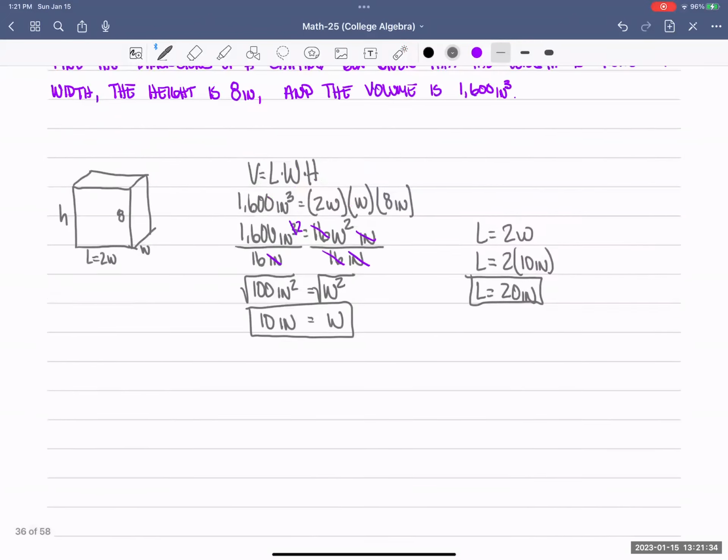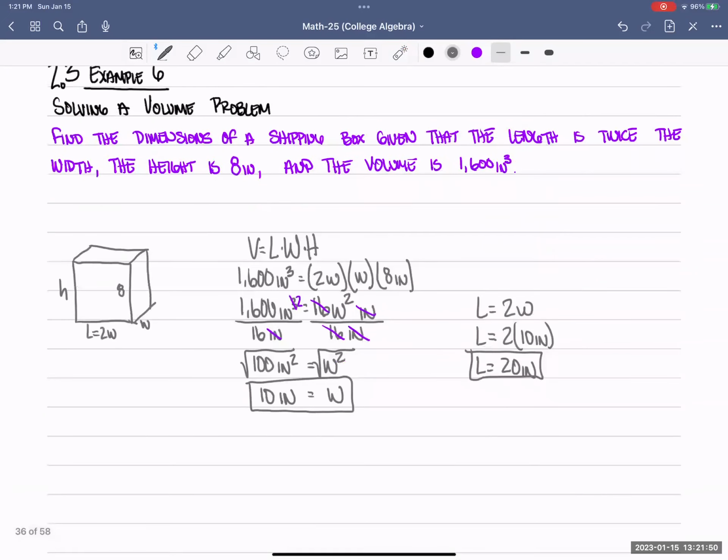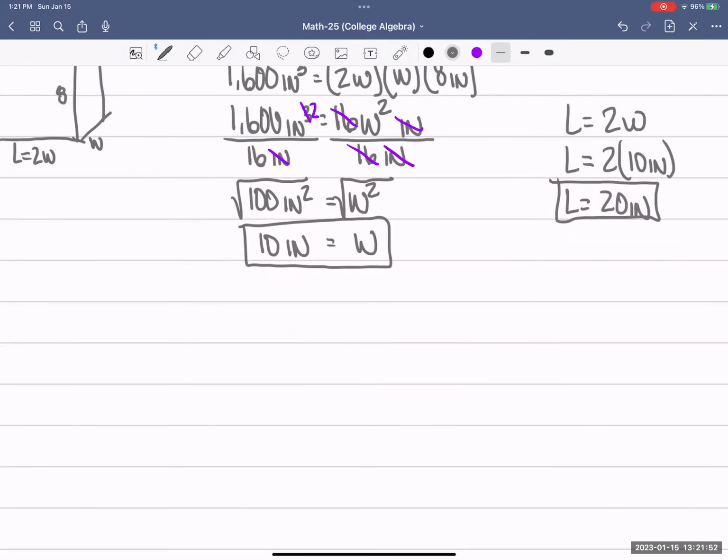Let's see what the question was asking. Find the dimensions of the shipping box. So dimensions, we have everything we need. We have our length, we have our width, and our height was given to us. And that's it. So length is 20 inches, width is 10 inches, and height, which was given to us, was 8 inches.